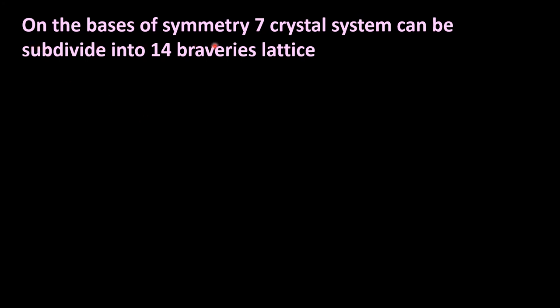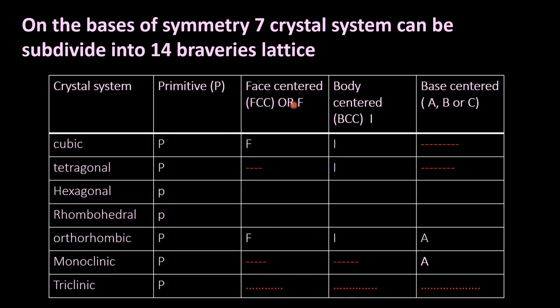On the basis of symmetry, there are 7 crystal systems which can be subdivided into 17 Bravais lattices. And this one is the classification of crystal system and the Bravais lattices. Here we have the crystal system and these are the Bravais lattices.